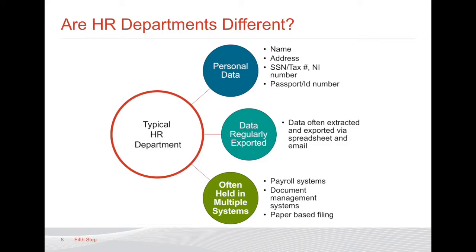HR systems and departments are different because of the amount of personal data they collect. It's very difficult to think of another part of an organisation that collects so much personal data. If you were looking for a source of information that would allow you to clone identities, HR departments are the ideal location. You've got the person's name, address, their social security, tax or national insurance numbers, for example. You've got passports or identity numbers, particularly for European citizens. You've got data that's often extracted, perhaps going to other systems such as a payroll system. And it's often held in multiple systems, perhaps for jurisdictional requirements.